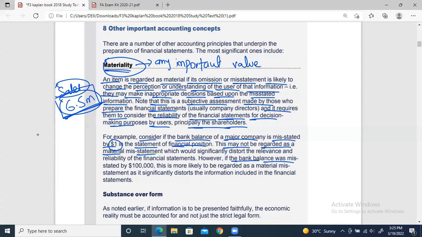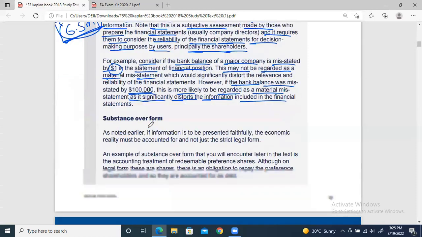However, if a bank balance was misstated by $100,000, this is a big amount, right? This is more likely to be regarded as a material misstatement, as it significantly distorts the information included in the financial statements. Okay, so this is the meaning of materiality.